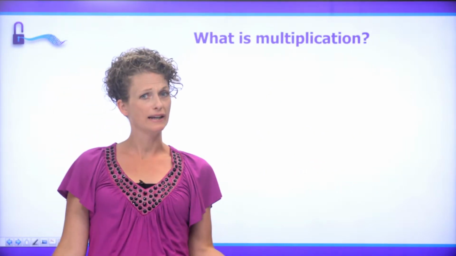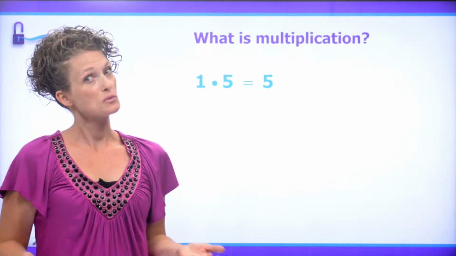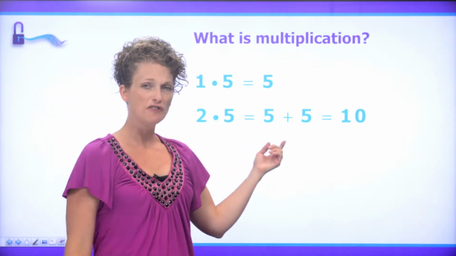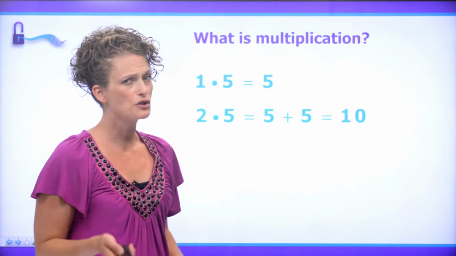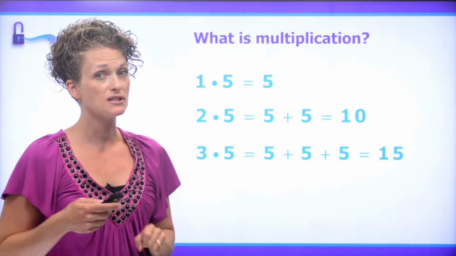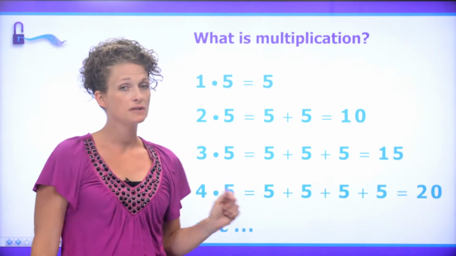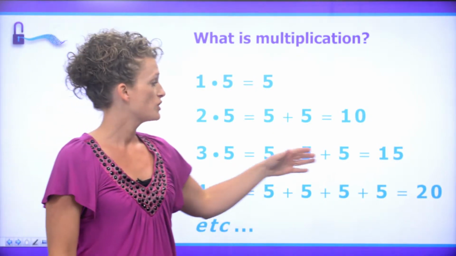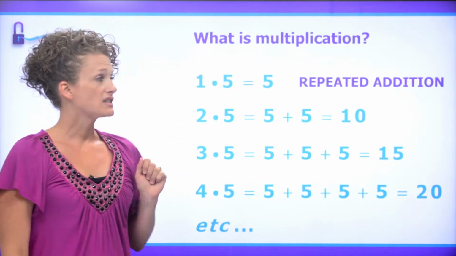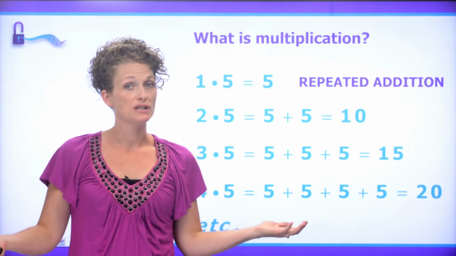So what is multiplication anyway? Well, if I have 1 times 5, that tells me I have one group of 5, which we know is 5. 2 times 5 says we have 2 groups of 5, which is 5 plus 5, which is 10. I'm sure you understand where I'm going with this. 3 groups of 5 says 5 plus 5 plus 5 equals 15. And 4 times 5 means 4 groups of 5, which gives us 20. And it would just keep on going. But I think you get the point. So this is what we like to refer to as repeated addition. So multiplying is really just repeated addition.